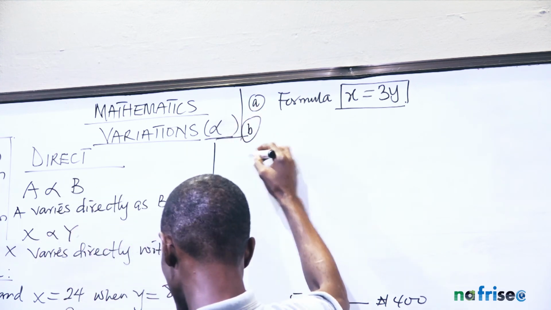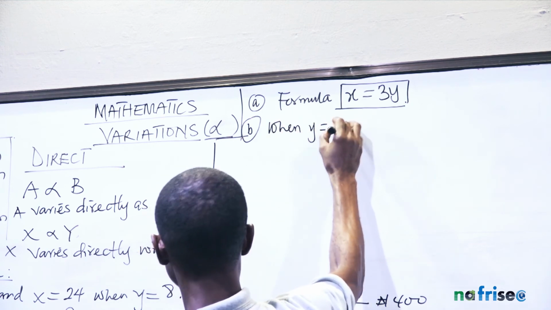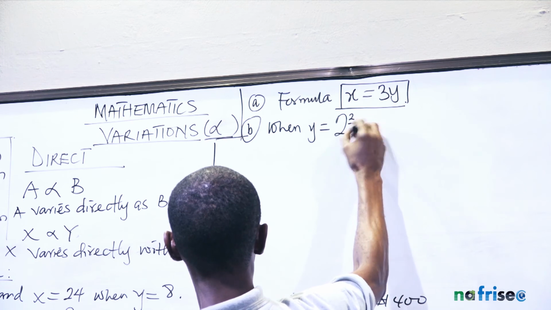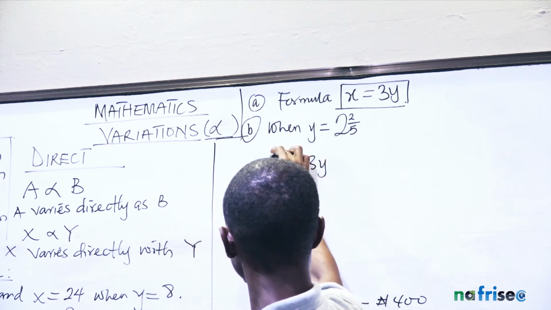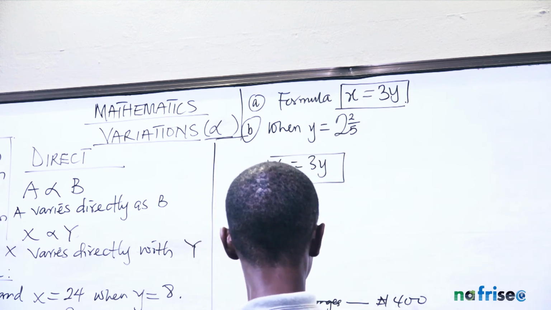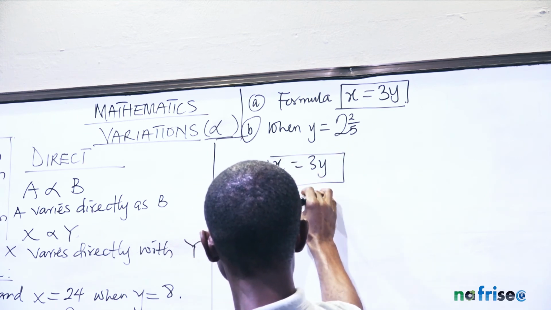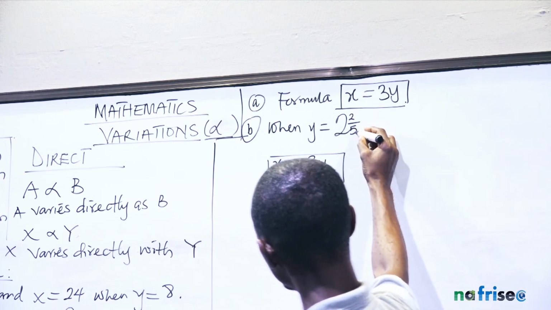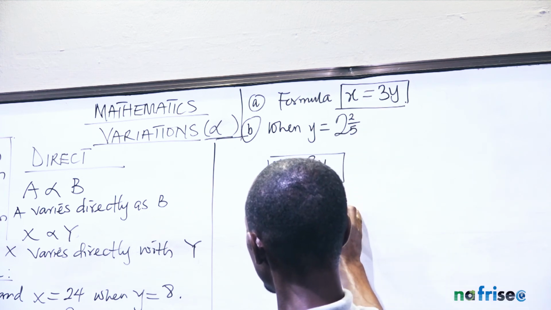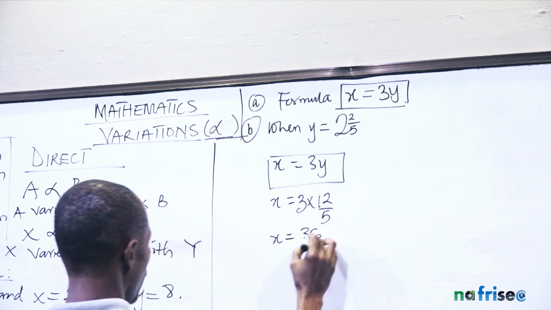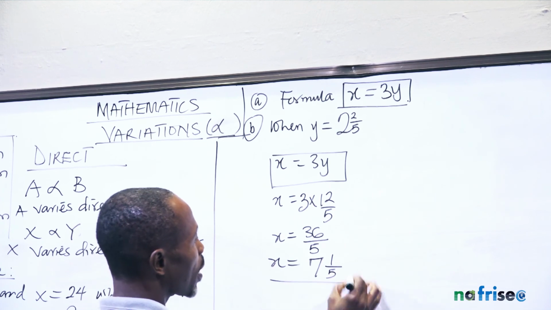Question B now comes like, find x when y is 2 2/5. So you can come here and say, okay, when y equals 2 2/5, carry that relationship, x equals 3y. So now what you're going to do is to do what? Substitute this number for y. x equals 3 times y, which becomes 5 times 2 is 10 plus 2 is 12, so 12 over 5. So x will give us 36 over 5. So x equals what? 7 whole number 1 over 5 as your answer.